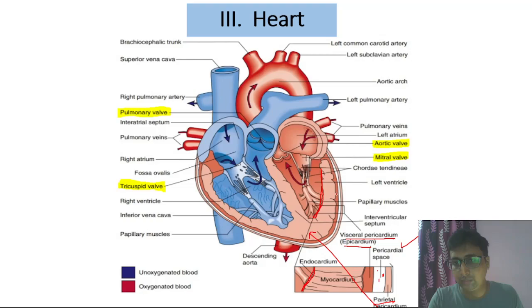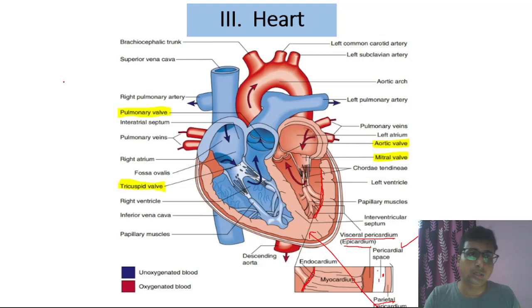Then comes the chambers. We have four chambers in the heart. If we are talking about the heart, we must first remember that this is the right side and this is the left side, as if we are observing a person who is facing towards us. So in the right side we have one atrium, plural atria, and one ventricle, and in the left side we have one atrium and one ventricle.